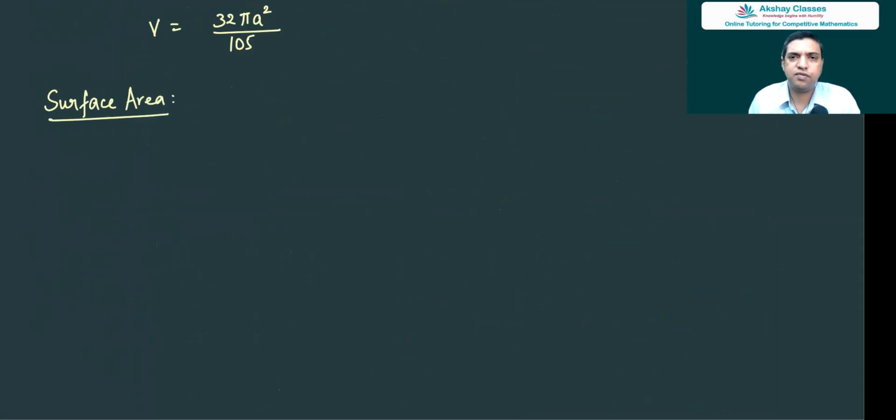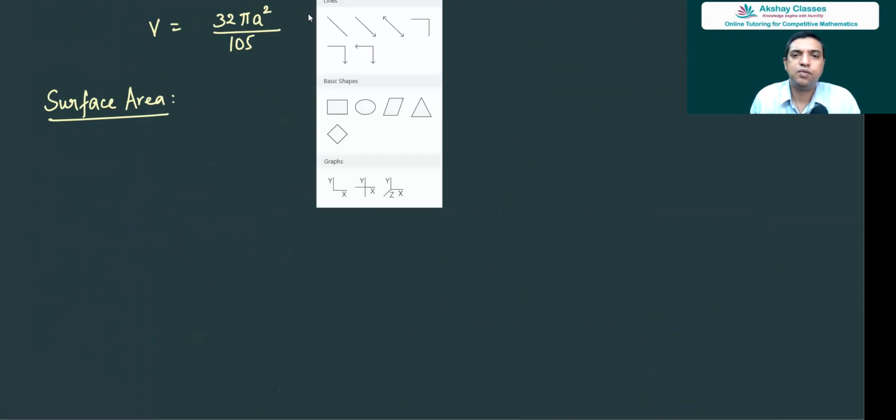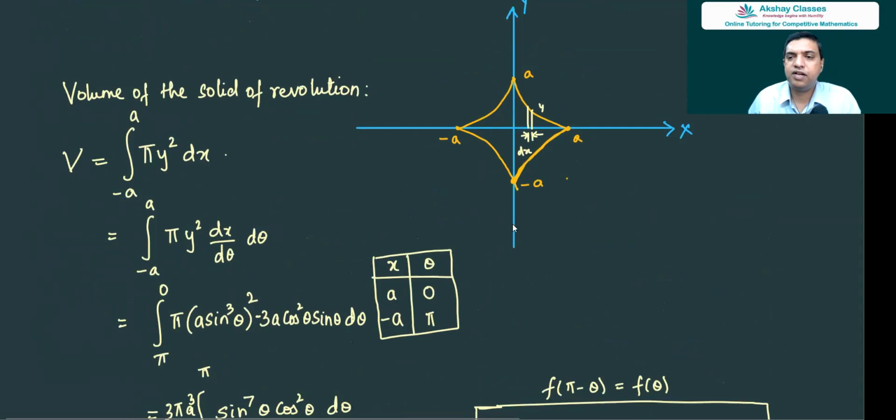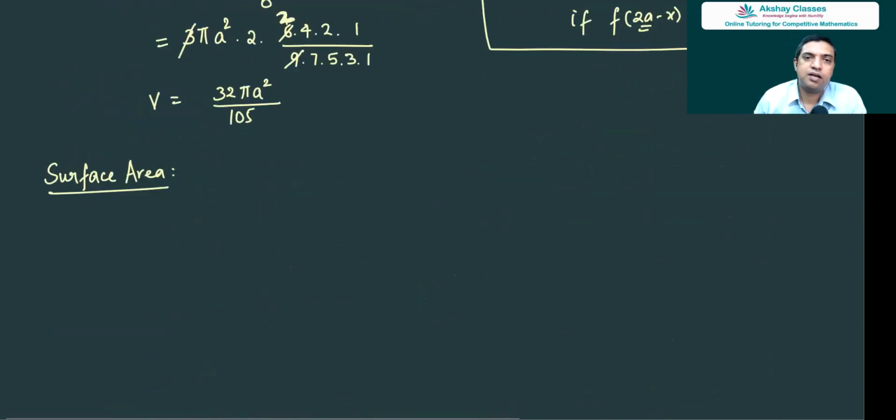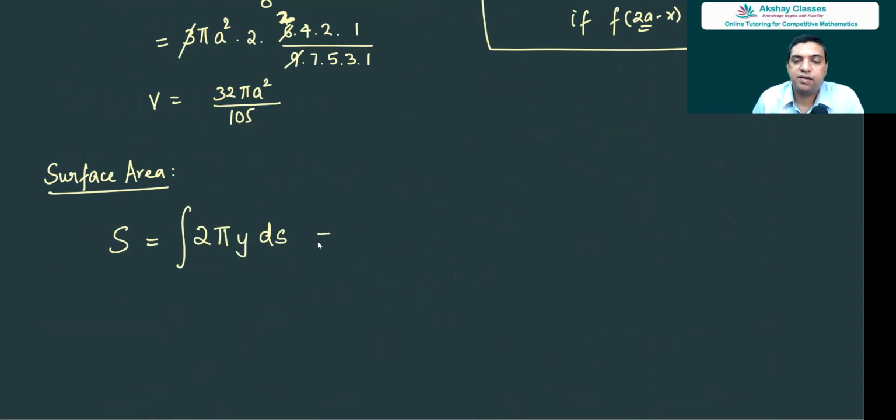So surface area of the solid of revolution. Now for the surface area, instead of dx, we'll have to take ds here. So 2 pi y will be the circumference. This is y. So when we revolve it, the surface that is generated will have a circular disk with y as the radius. So 2 pi y times ds. So surface area of the solid of revolution is integral 2 pi y ds. Now we will have to convert it.